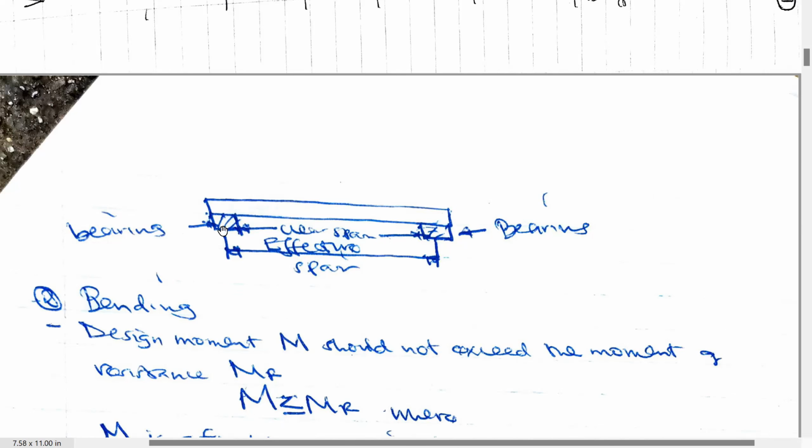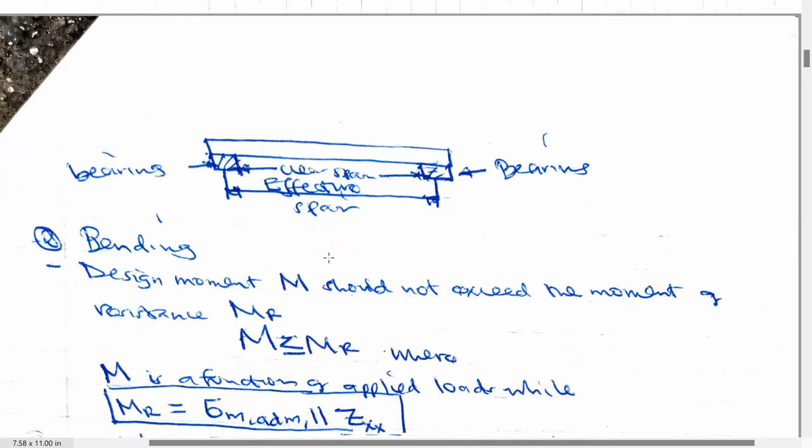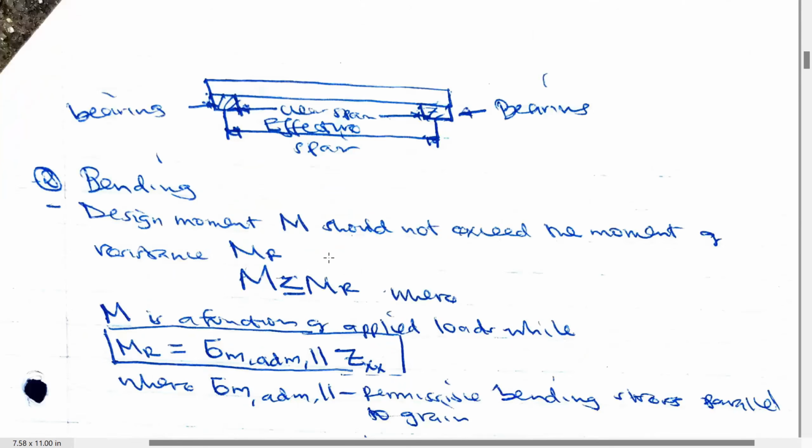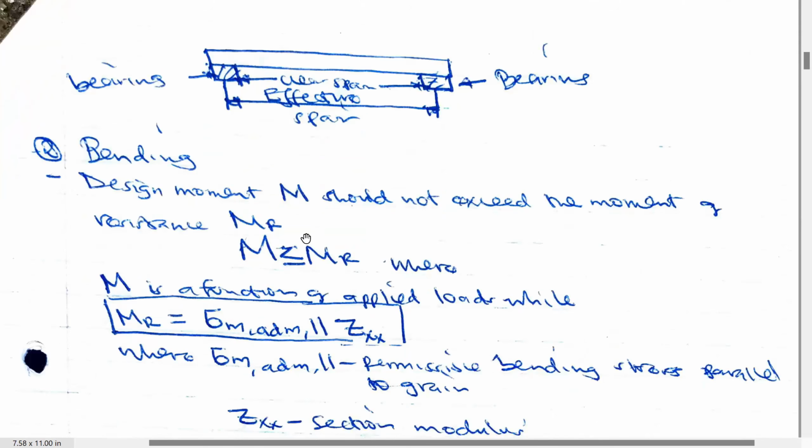So if you say distance between center of support or center of bearing, it will be right to mean the effective span. Then now we have bending. Now, after effective span, we go to bending. Now, in bending, remember we have design moment and what you call moment of resistance. Moment of resistance, MR, is also called moment capacity.